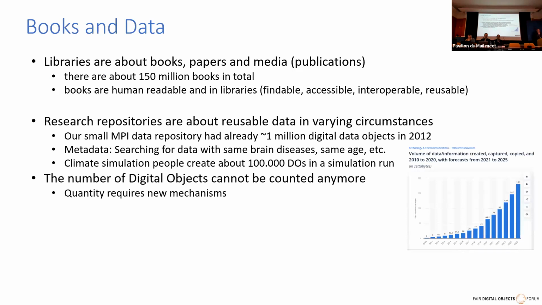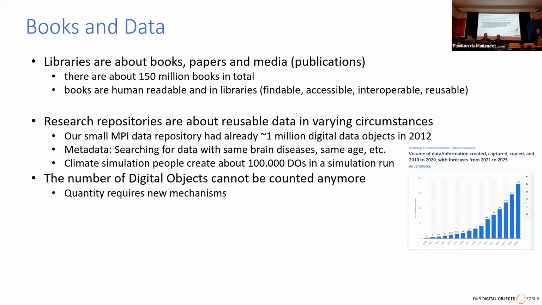So alone in our small data repository at our Max Planck Institute, we had in 2012, when I stopped officially, more than 1 million digital objects stored in our storage systems and had to manage them. And of course, we used, as you also did, complex schemas, since our people wanted to search for certain brain diseases and certain ages of the subjects and so forth. And just to give you another number, our climate simulation people, those people who create this report for the UN, who are internationally organized, create about 100,000 objects in a night with their simulation runs, right? So these are completely different numbers.